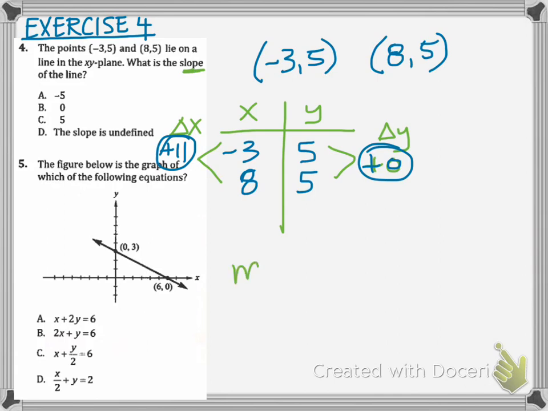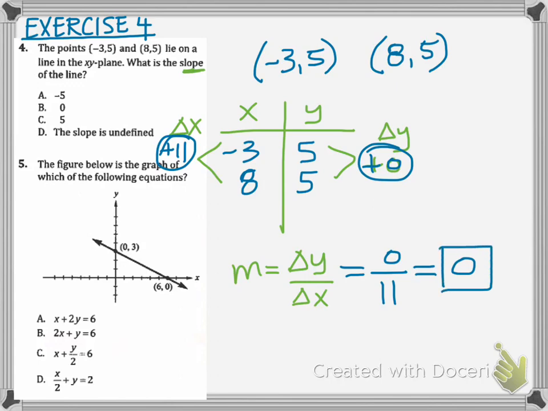Now remember, slope, or m, is change in y over change in x. If I put these numbers in there, my change in y is 0 over my change in x, which is 11. 0 divided by anything is going to be 0.